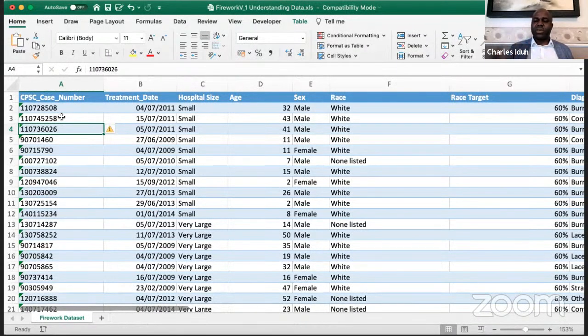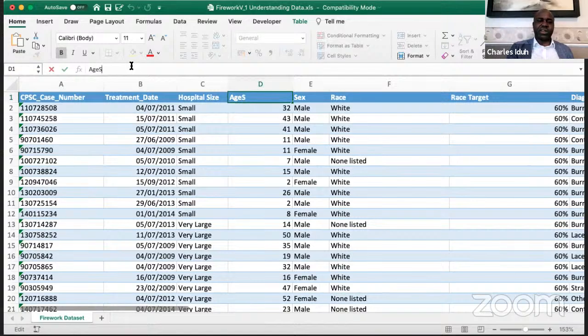So what that business rule is saying is that you review this column, this column, this column individually. So I can see here, I've got a CPSC case number. So this column is talking about a case number. This is talking about treatment date. This is talking about hospital size, okay, small, large. And this is talking about age or ages. Sorry for my grammar. It should be ages, Charles. Come on. All right, good.